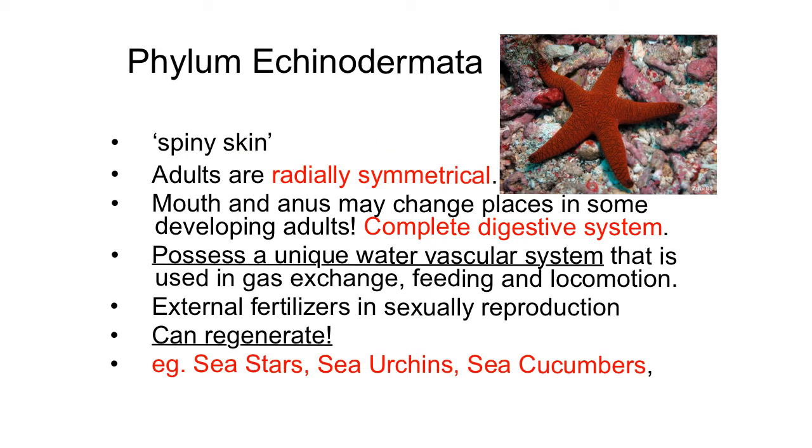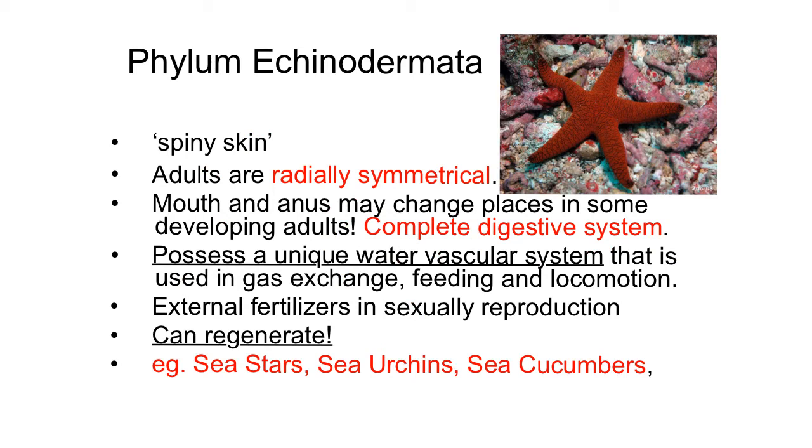Interestingly enough, though, their larval stages, so a different stage of life than their adults, are bilaterally symmetric. So we are going to consider them to be radially symmetric, but just know that they do have some stages of life that aren't radially symmetric. These organisms, so our stars, urchins, and cucumbers, have a complete digestive system, but an open circulatory system. So their circulatory fluid is going to be sloshing around, just like in the arthropods and the mollusks.